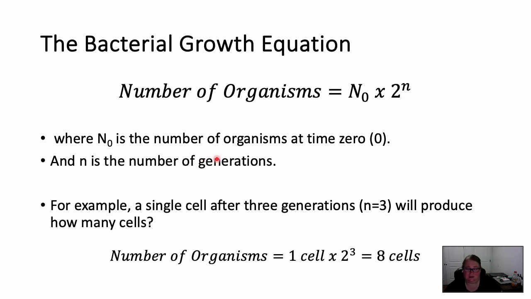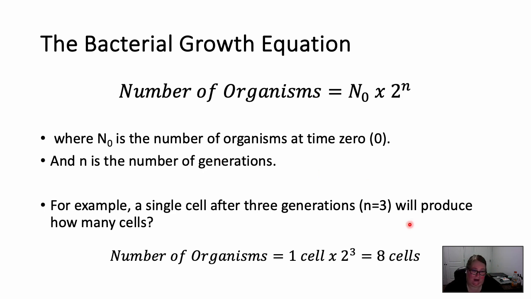Okay, so we can use our knowledge of how things double. We know it's going 3 generation times. We're starting with 1, so 1 goes to 2 after 1 generation, 2 goes to 4 after 2, and 4 goes to 8 after 3 generations. Or we can use this bacterial growth equation.